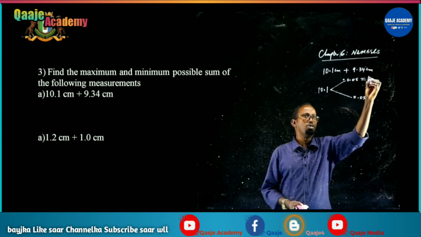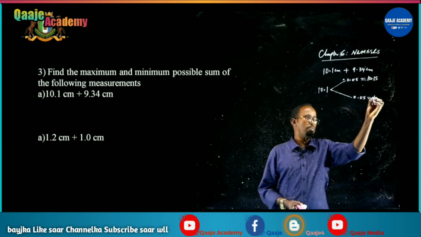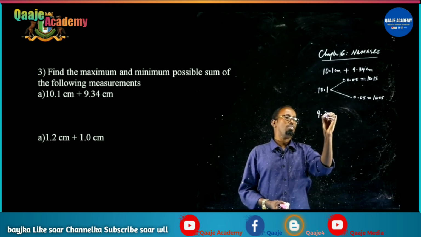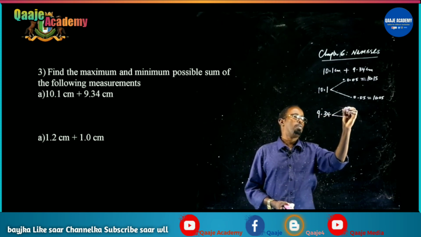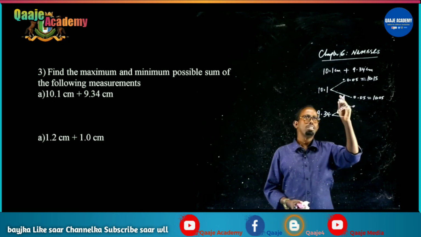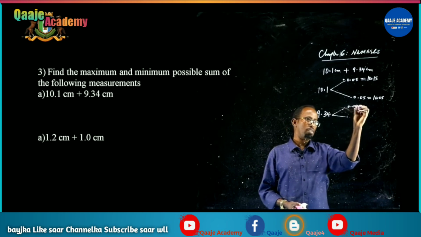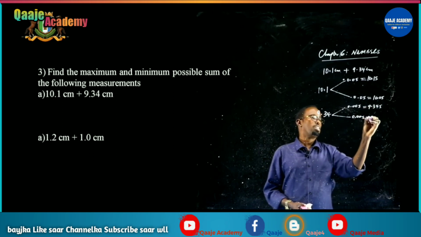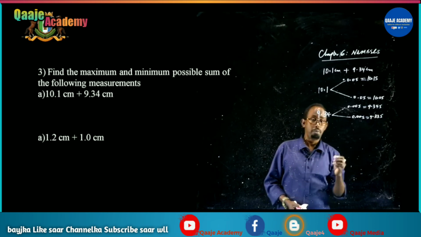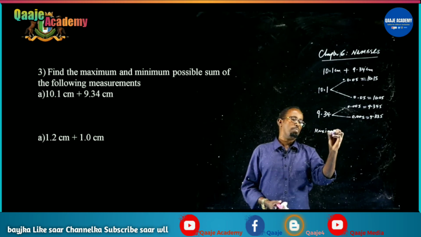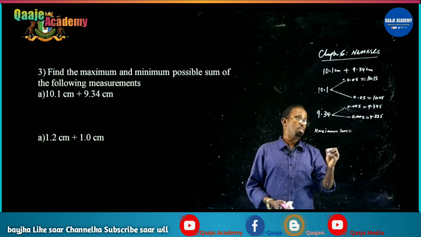The next one is 9.34. The error will be plus 0.005, and this is minus 0.005. I get 9.345, and this is 9.335. So maximum sum, you add the two upper limits, 10.15 plus 9.345.